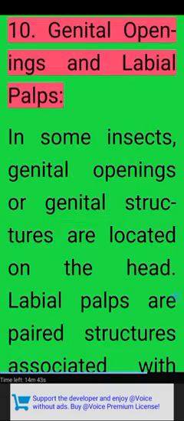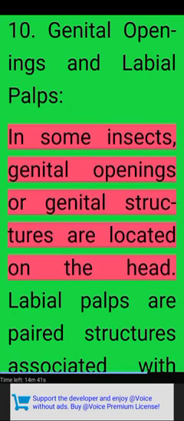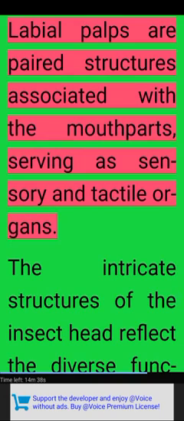10. Genital openings and labial palps. In some insects, genital openings or genital structures are located on the head. Labial palps are paired structures associated with the mouthparts, serving as sensory and tactile organs.